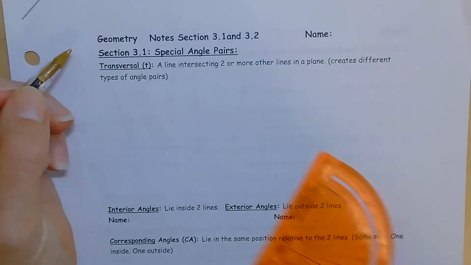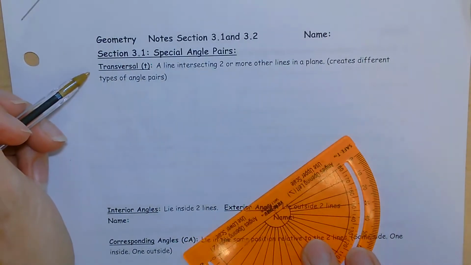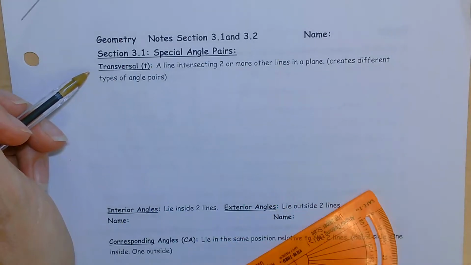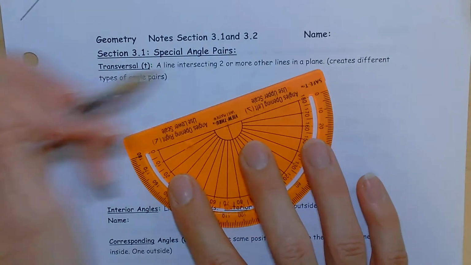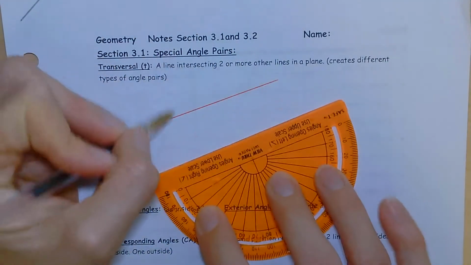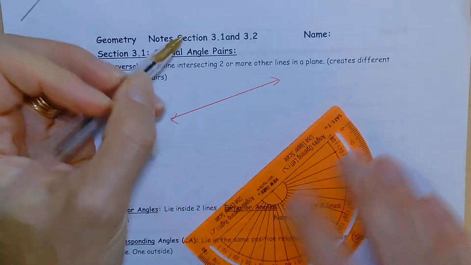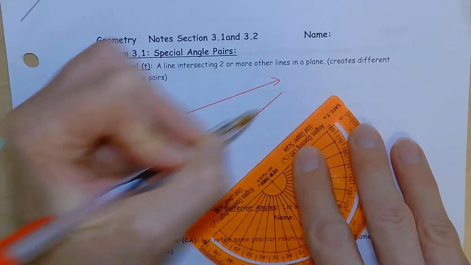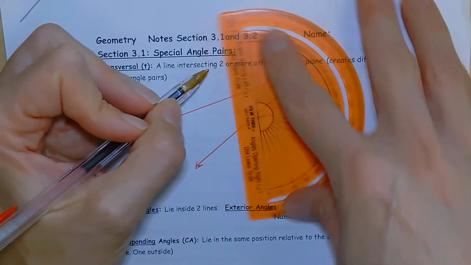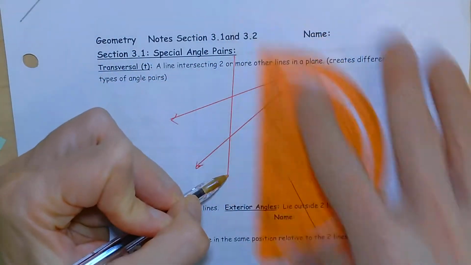Okay, so for section 3.1, we are going to create a picture with a transversal in it. This is a new vocabulary word. A transversal is a line that intersects two or more lines in a plane. The plane is going to be my paper, and I'm going to make two lines, but I'm not going to make them parallel. Eventually we'll make them parallel. Right now we're just going to make them not parallel.